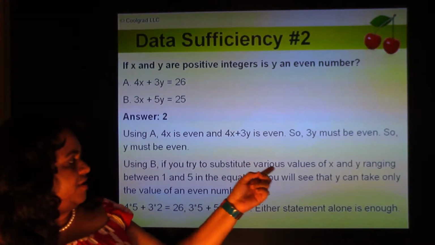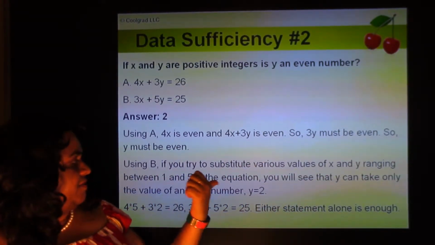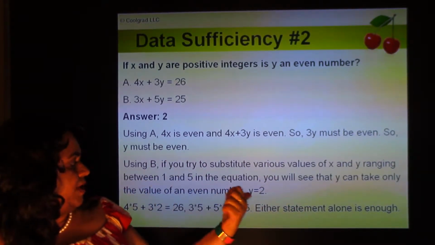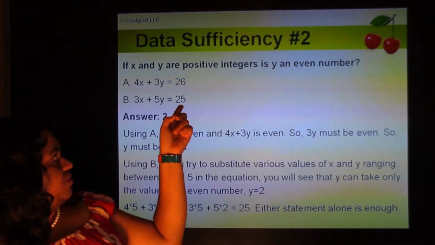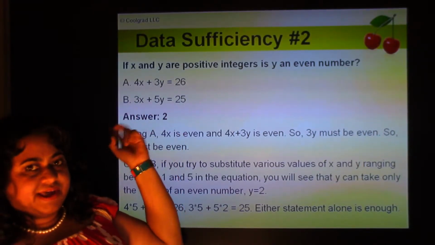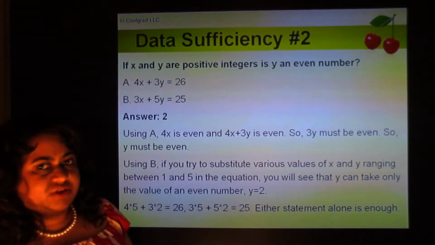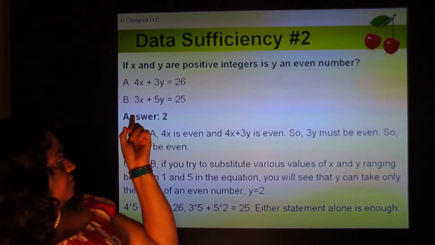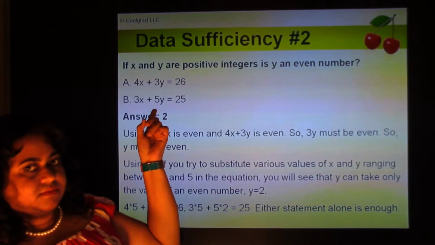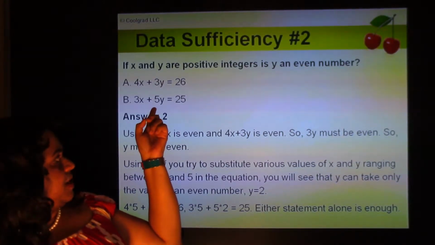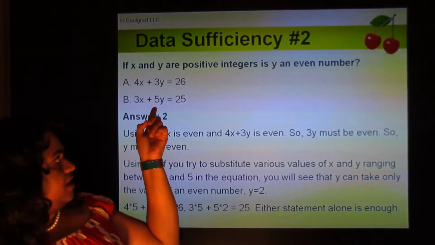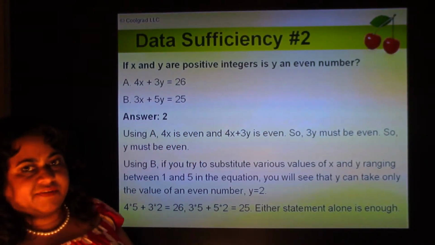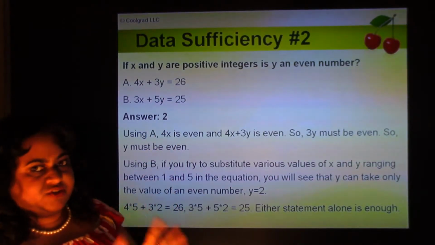If you try to substitute various values of x and y ranging between 1 and 5 in the equation, you will see that y can take only the value of an even number, y equal to 2. These are all small numbers, right? x and y. So we try and substitute various values. Suppose you substitute y equal to 1. Then 5y is 5, and 3x plus 5 equals 25. So 3x equals 20, so you can't have an integral value of x. So y equal to 1 is ruled out.